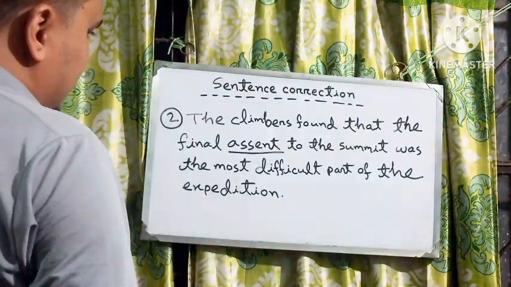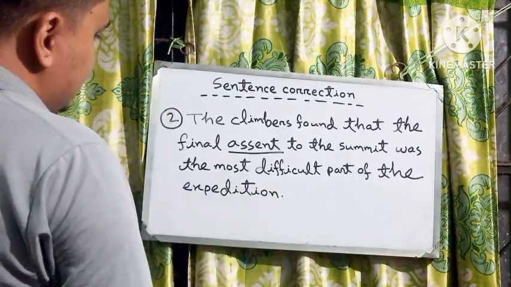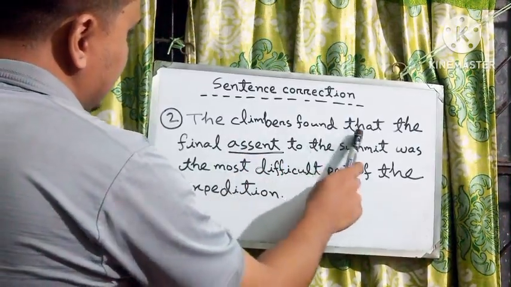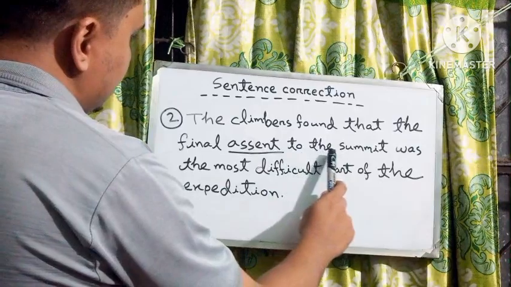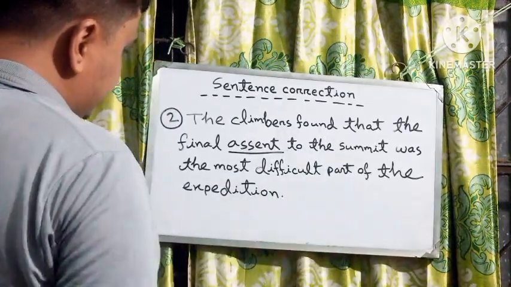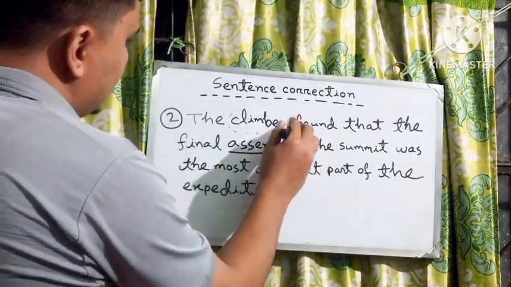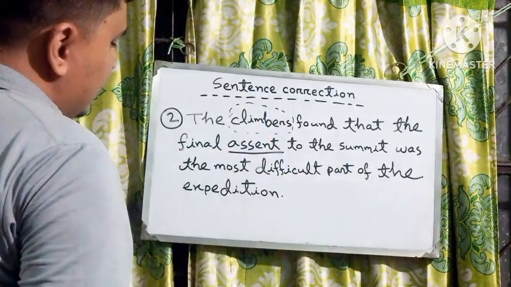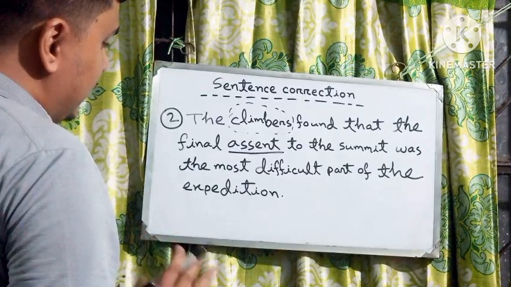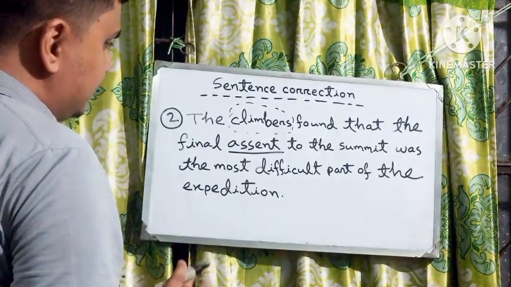Now what can you see here? Here is an underlined word, ascent. Now read the whole sentence. The climbers found that the final ascent to the summit was the most difficult part of the expedition. Notice, climber. What does a climber basically do? A climber is someone who is climbing. That means he's going up.